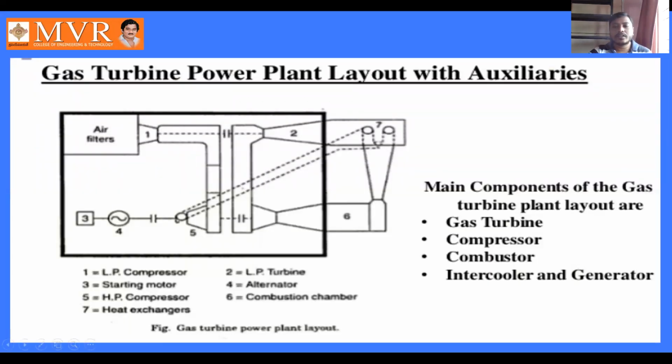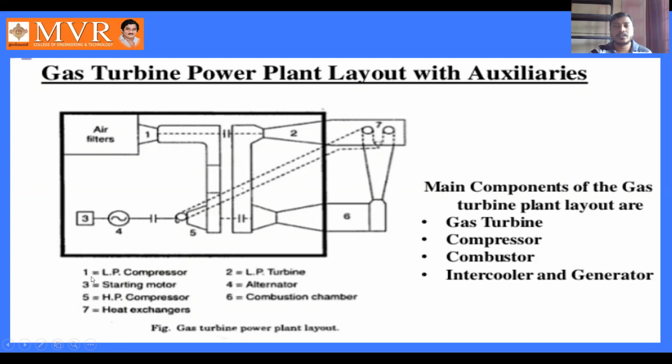And coming to the gas turbine power plant layout with auxiliaries, we can observe that we have the main components of the gas turbine plant: gas turbine, compressor, combustor, intercooler, and a generator. These are the main components of the gas turbine plant.